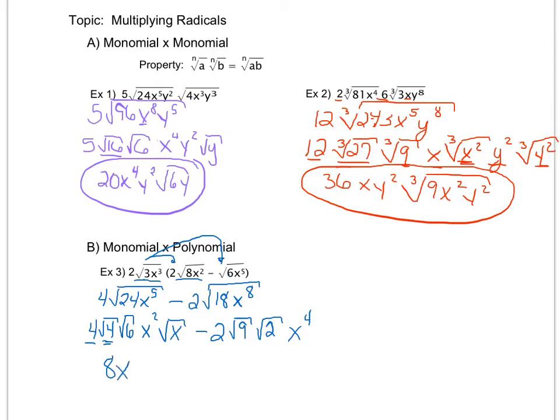I'm going to drop my x squared down, and I'm going to bring down my 6 and my x and keep them under the same radical. There's my first term. Minus, radical 9 becomes 3. 2 times 3 is 6.